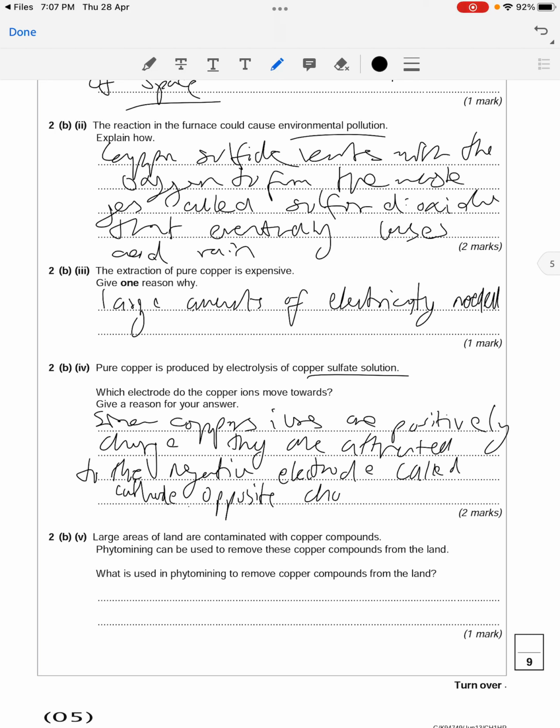The sentence "opposite charges attract" can also work if you want to, but for 2 marks, you have to mention what is the charge of copper ions and where they're moving, and why they're moving. So because copper ions are positively charged, they are attracted to the negative charges, to the negative electrode, okay? So the opposite charges attract each other.